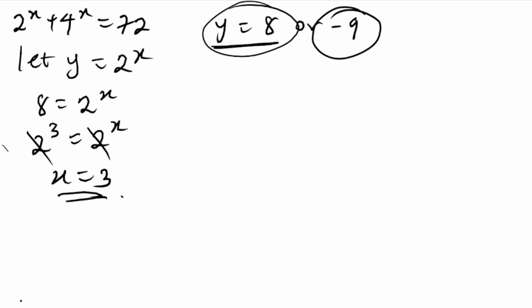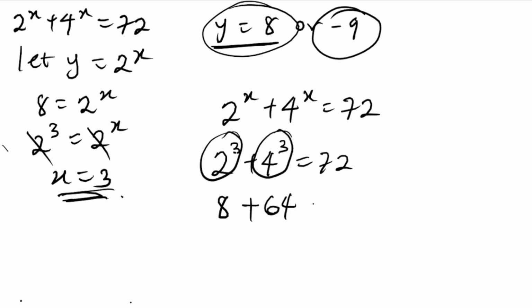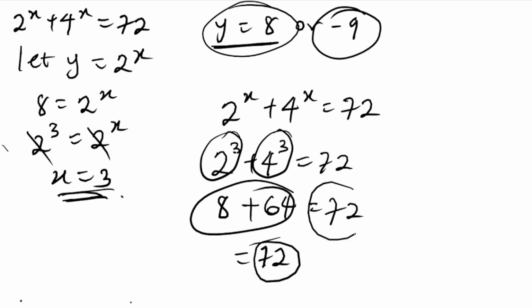Now how can we cross-check that we are actually correct? This is 2 raised to the power of x plus 4 raised to the power of x being equal to 72. This is 2 raised to the power of 3 plus 4 raised to the power of 3, because the value of x is 3. 2 raised to the power of 3 gives us 8, plus 4 raised to the power of 3 gives us 64. Then 8 plus 64 gives us 72. So you can see that they are equal. So the value of x for this question is x being equal to 3.